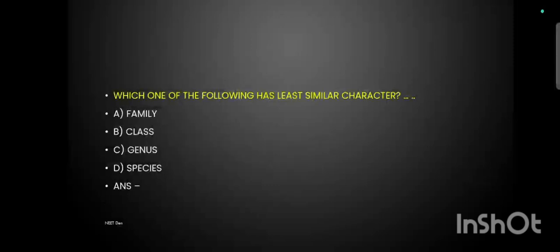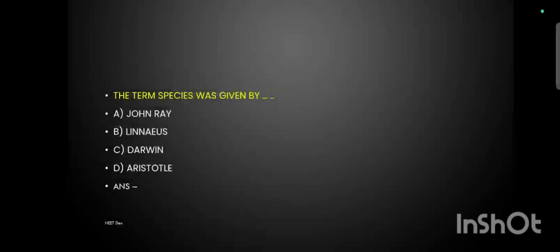Question. One of the following has least similar characters. A, family, B, class, C, genus and D, species? The answer is class. The term species was given by A. John Ray, B. Linnaeus, C. Darwin, D. Aristotle. So the correct answer here is A. John Ray. Remember, the concept of biological species was given by Ernst Mayr, but the term species was given by John Ray.